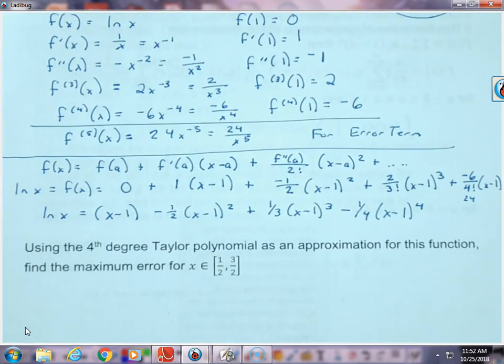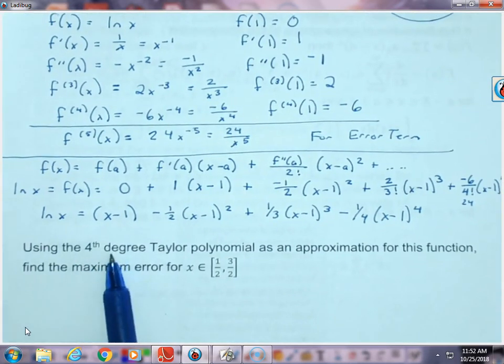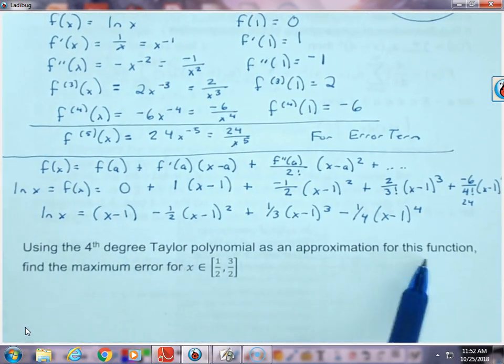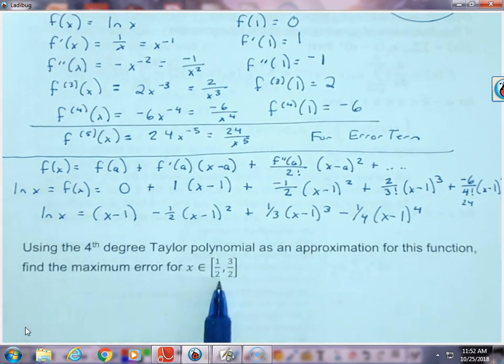Okay, and it's a little bit weird. It says using the fourth degree polynomial, that's the one I just found, as approximation for the function, find the max error. And this is a little weird because they're saying that you're plugging in anything between a half and 3/2. So instead of telling you actually what you're plugging in, they're saying what's the most error that you could have if you plugged in anything in between that. And again, it's going to end up being an endpoint. You don't have to worry about in-between values.